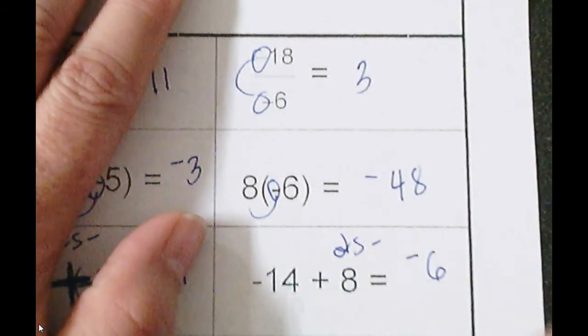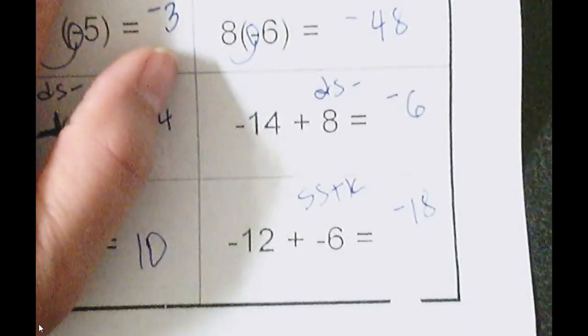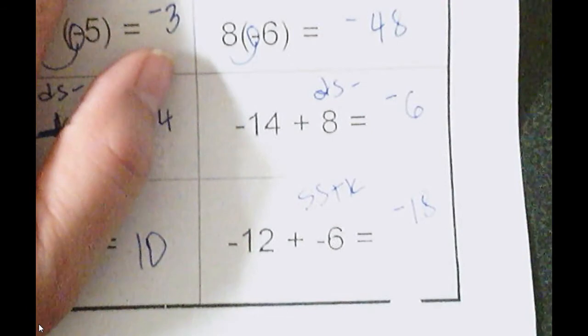And then these are the same sign, add, keep. So about negative 18, I think. And it's off screen. Same sign, add, and keep. Those were the same. And negative 18.